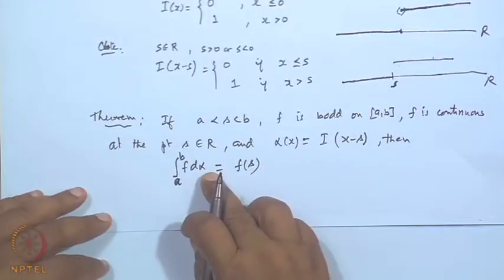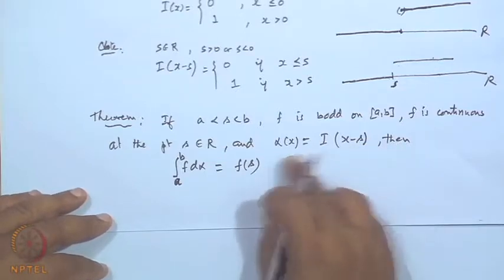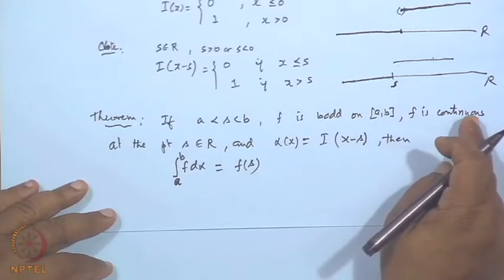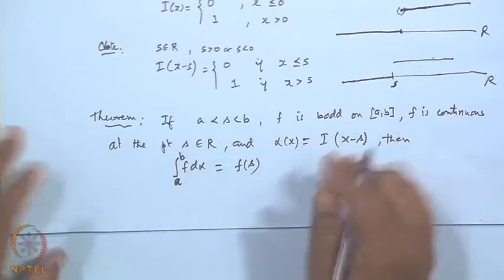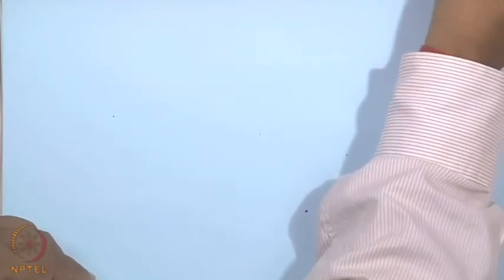If I know this property that alpha is a unit step function with respect to s, where alpha(x) is I(x minus s), and f is a bounded and continuous function defined over the interval [a, b]. Okay. So, let us see the proof of this.